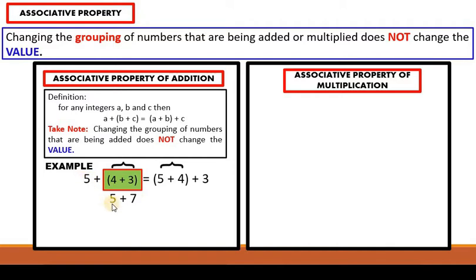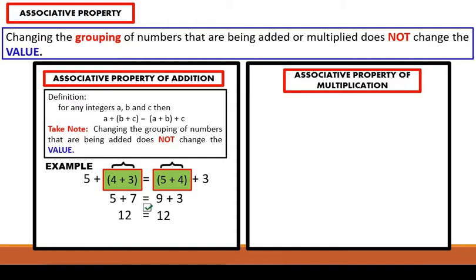Then, you just add 5 plus 7. So, the answer here naman is 5 plus 4, that's 9. Add mo lang yung 3. Dapat equal daw sila. So, let's add. 5 plus 7 is 12. 9 plus 3 is 12. So, equal pa rin sila, though we change the groupings.